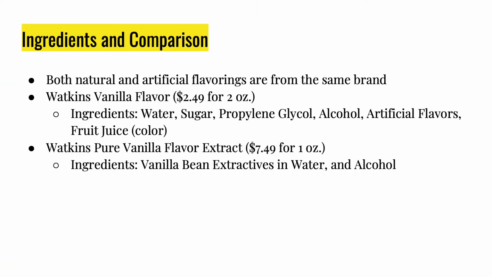Upon comparing the items we tried, both flavorings are from the same brand. The first one is Watkins Vanilla Flavoring, which is about $2.49 at most retailers for 2 ounces. The ingredients are water, sugar, propylene glycol, alcohol, artificial flavors, and fruit juice, which gives it the color. As previously mentioned, artificial flavors as an ingredient is just an umbrella term. The other vanilla flavor is the Watkins Pure Vanilla Extract, which costs $7.49 at most retailers for only 1 ounce. From this comparison, natural flavors are typically more expensive, and consumers should be mindful of what they are buying.